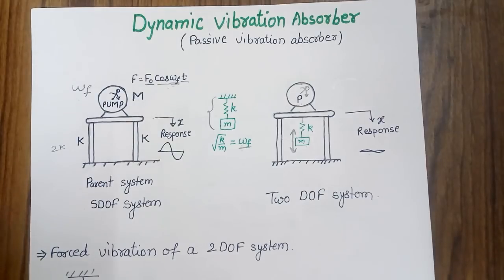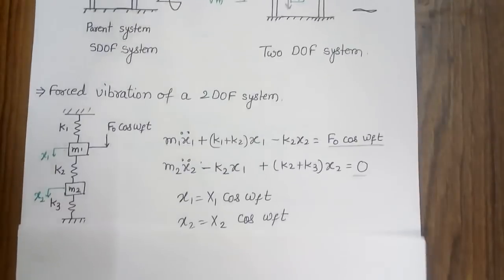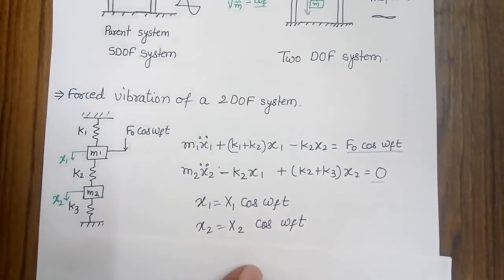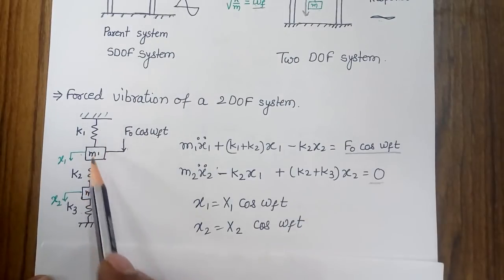Now to understand the mathematical part of the vibration absorber, let's start with the forced vibration response of a 2 degree of freedom system, because the basic philosophy of the vibration absorber is based on the response characteristic of a 2 degree of freedom system. For this purpose, let's consider a 2 degree of freedom problem. Here I have considered a 2 degree of freedom system having 3 spring elements and 2 masses.